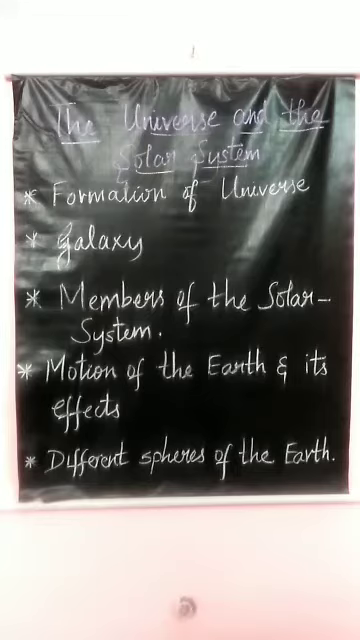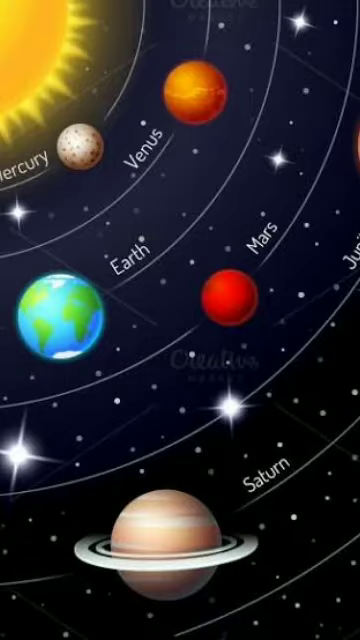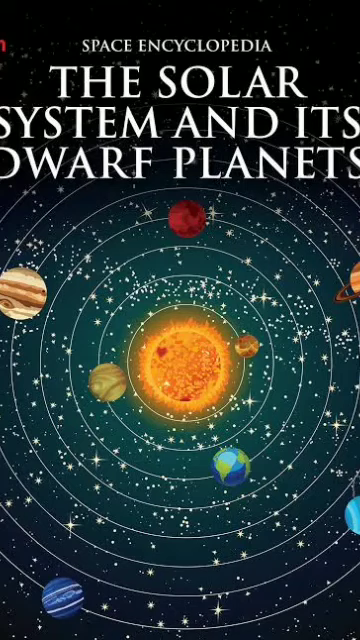Then you have learnt about the members of the solar system. The word solar is derived from the Roman word sol, which means sun god. It is believed to have formed about 4.5 billion years ago. It is a gravitationally bound system which comprises the sun, the 8 planets, dwarf planets, satellites, comets, asteroids and meteoroids. Children, can you name the members of the solar system? The sun, the 8 planets, dwarf planets, satellites, comets, asteroids and meteoroids.